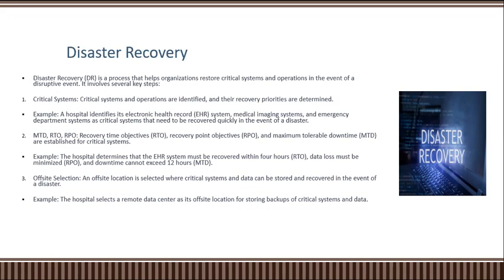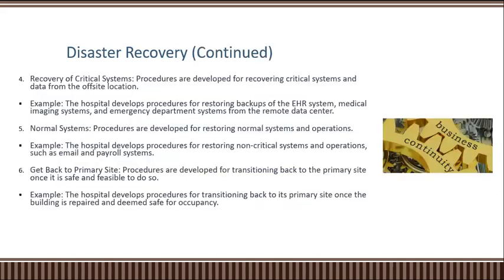Third, offsite selection. An offsite location is selected where critical systems and data can be stored and recovered in the event of a disaster. Example, the hospital selects a remote data center as an offsite location for storing backups of critical systems and data. Next, disaster recovery continued.